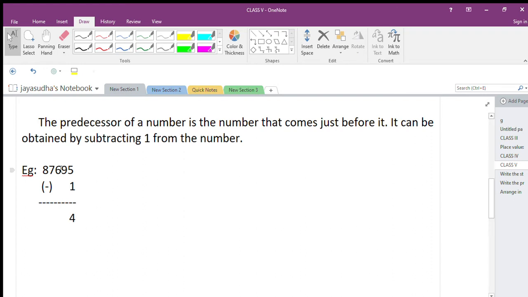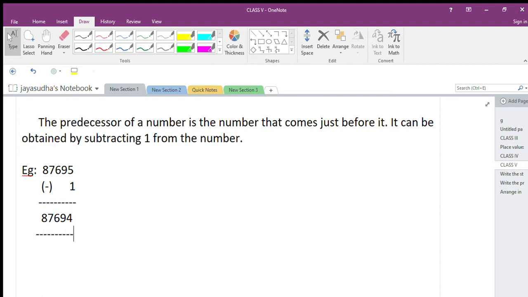The rest of the remaining numbers: the 9 as it is, you have to write the number 9. Then you write 6. Then 7. Then 8. Are you okay? So what do you get? 87,694. So 87,695 minus 1 gives the answer 87,694. Just look at that number, just before the number. Are you able to understand? Just before number, that is called the predecessor.